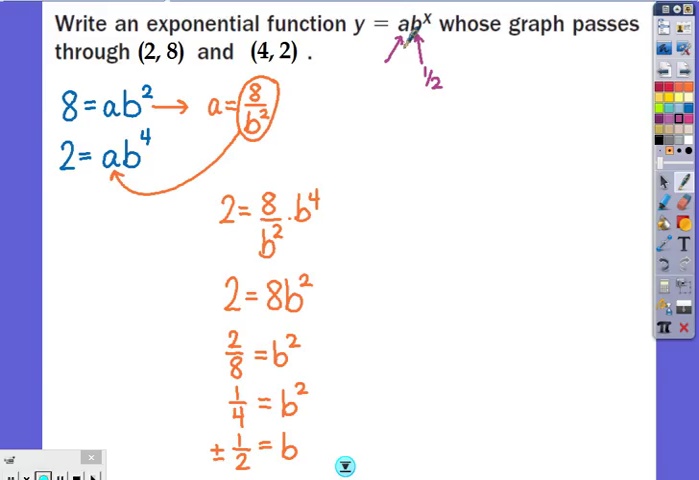We still need to find a. Remember how to do that? You're just going to pick one of your equations. And we know b now.